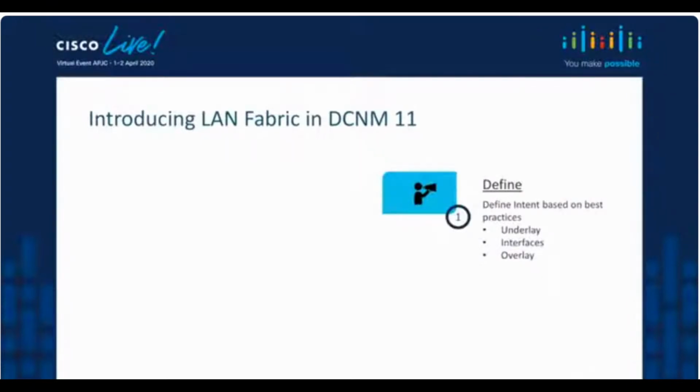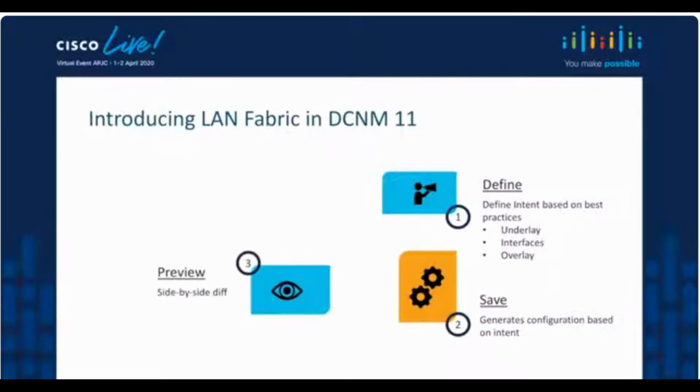Now, there are 4 steps that make it easy to use LAN fabric mode. One is where we define our intent, and your definition is basically based on templates. You're using out-of-box templates, or you can also customize your templates, where you have your intent defined for your underlay, overlay, as well as interfaces. Once you're ready, you click on Save, which instructs DCNM to start generating the configurations needed for the switches to do what you just asked in step number 1.